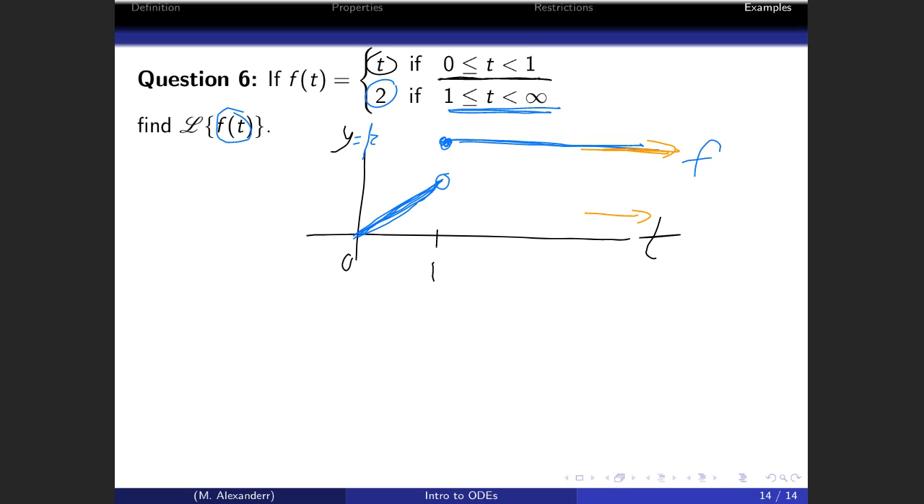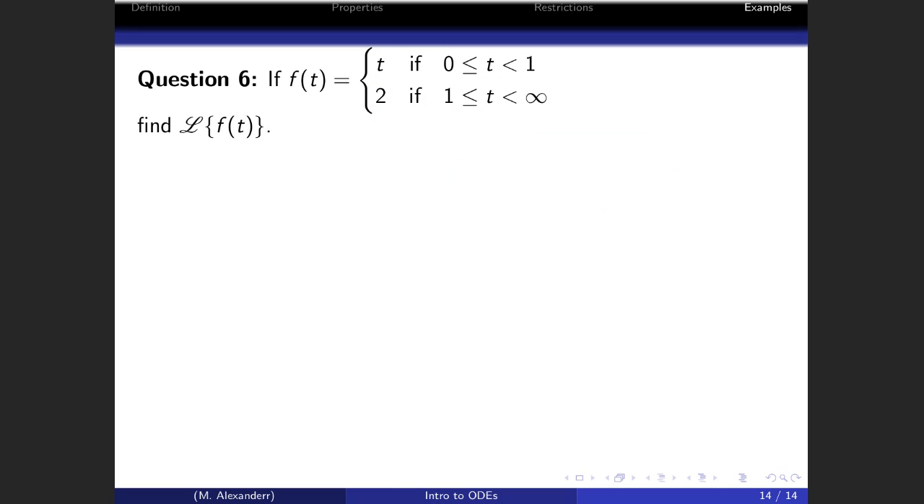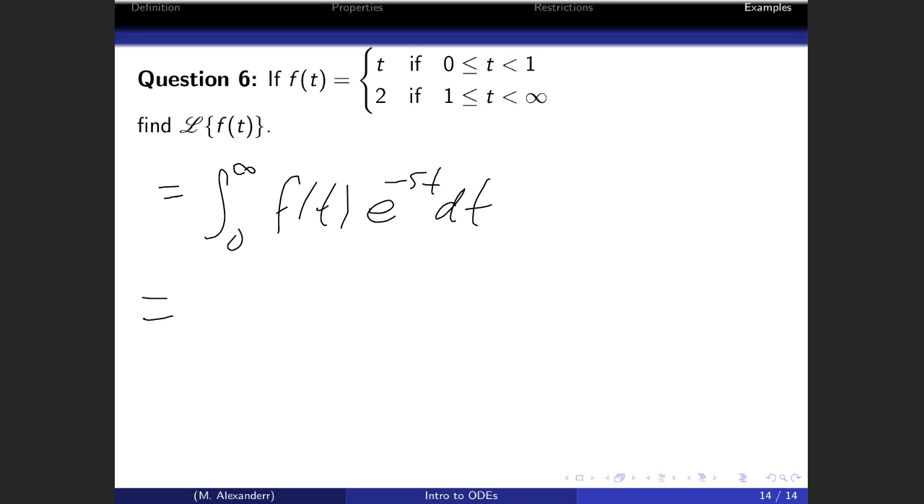So that's what we're going to do, or at least we're going to set up the Laplace transform. So let's start the setup here. We need to write down the following. This is going to be the integral from 0 to infinity of the function f of t times e to the negative st dt. And now this is going to be broken up into 2 pieces, the integral from 0 to 1. Between 0 and 1, the formula of the function is t, so that's what we put in for the f function, multiplied by e to the negative st dt.